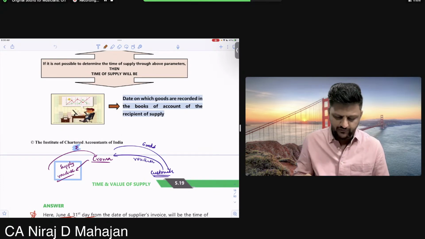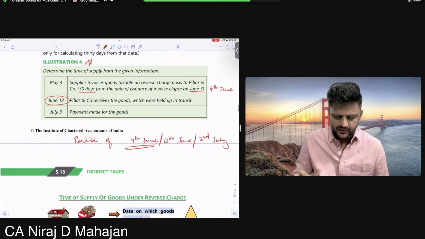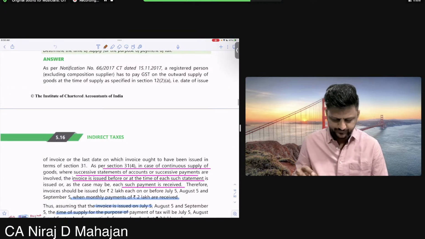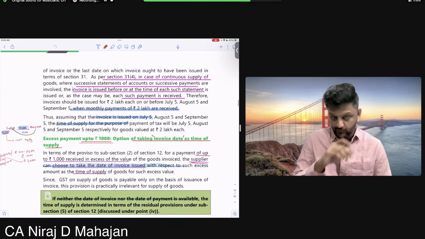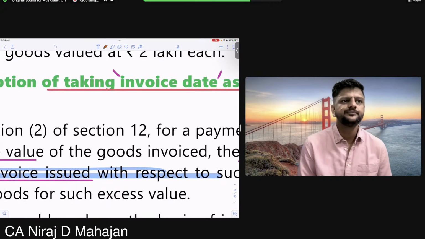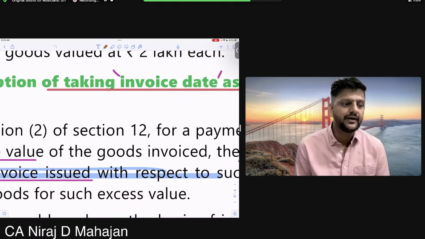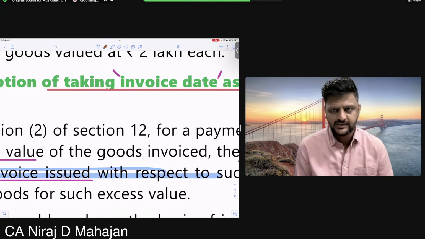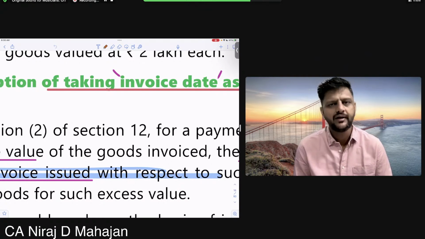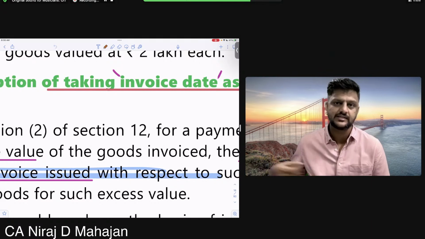Which section had we seen? Section number 12. Now, over there, what did we see? What is time of supply? Again, the event where the tax liability arises. That is the time of supply. The liability, when does it arise? That is your time of supply.